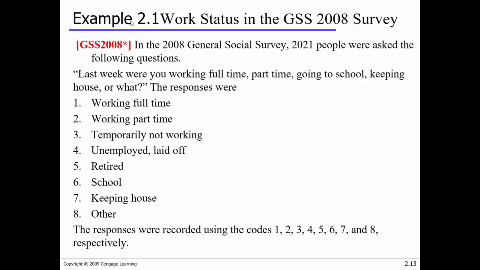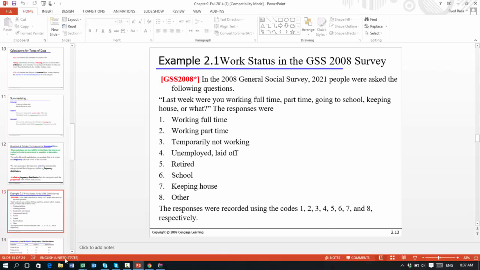Hello, so I'm presenting this example 2.1, work status, NGSS 2008 survey. We discussed in the class that we had an Excel file in which a number of people in a society were interviewed and recorded for their current work status: working full-time, working part-time, temporarily not working, unemployed, retired, school, housekeeping and others. So this is the current status that we had in the Excel file.